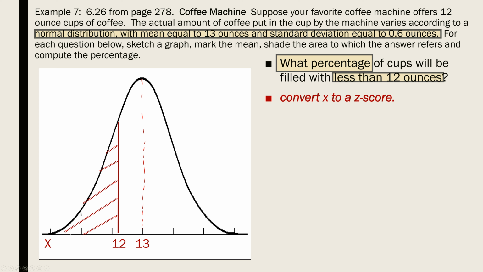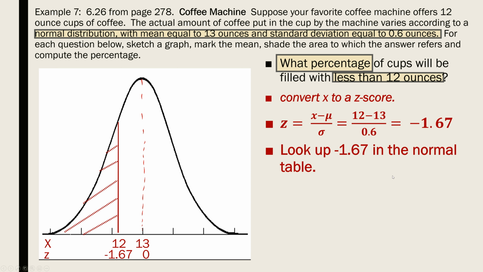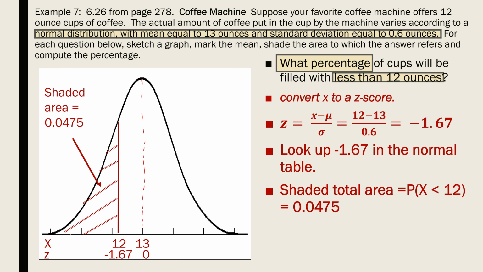Next, we want to convert x to a z-score. Simply use the z-score formula. We get a z-score of negative 1.67. Then you can look up negative 1.67 in the normal table. We can find that the shaded area equals 0.0475. This means the shaded area equals the probability of x less than 12, which is 4.75%.